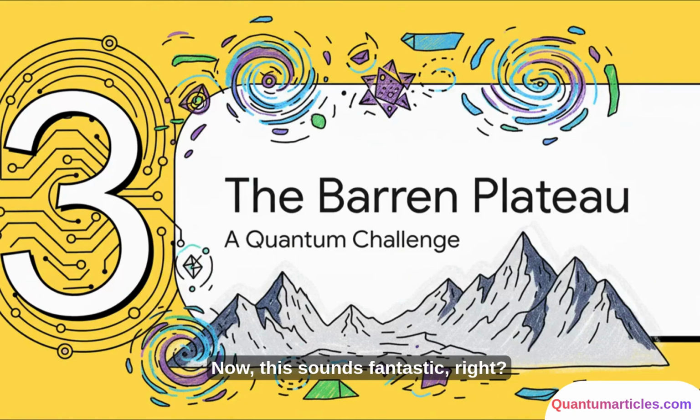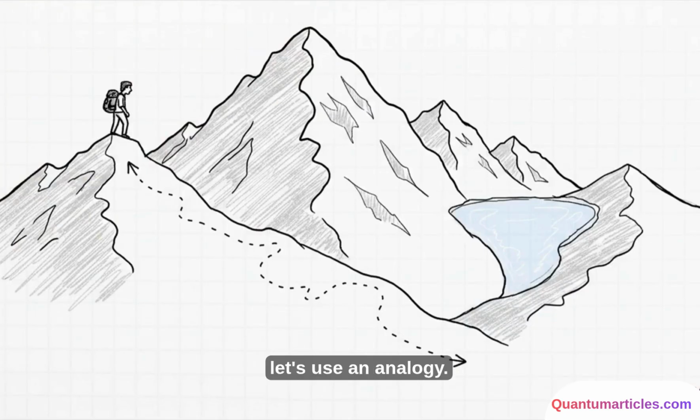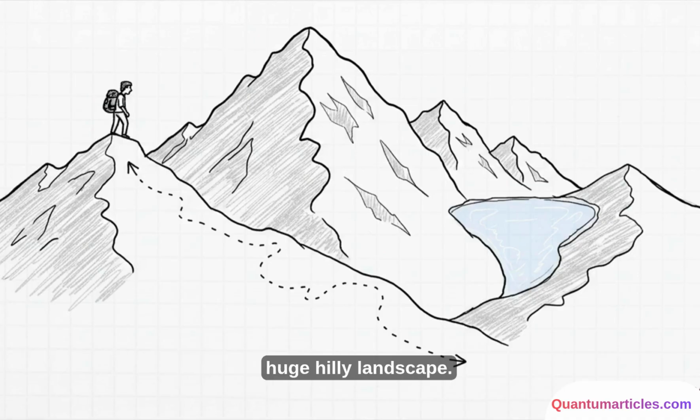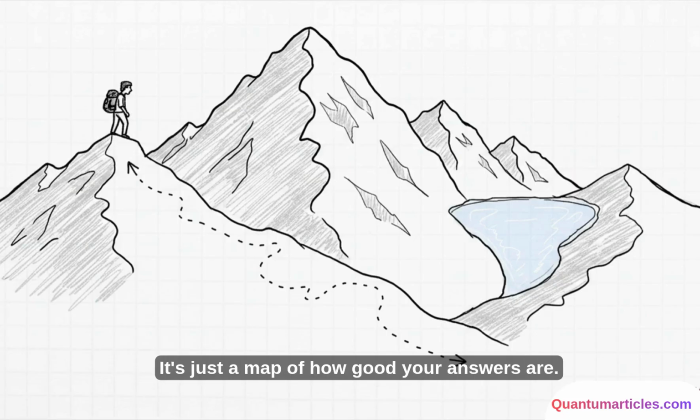Now, this sounds fantastic, right? But VQAs face a huge and frankly super weird challenge of their own. It's a problem that's unique to the quantum world, and it's known as the barren plateau. To wrap your head around this, let's use an analogy. Imagine training an algorithm is like you're a hiker trying to find the absolute lowest point in a huge hilly landscape. This landscape is your cost function. It's just a map of how good your answers are.